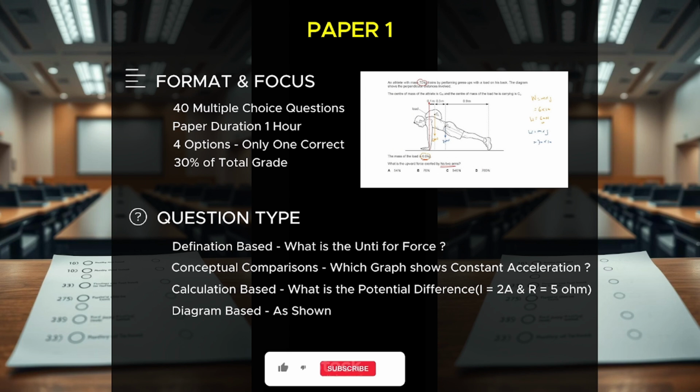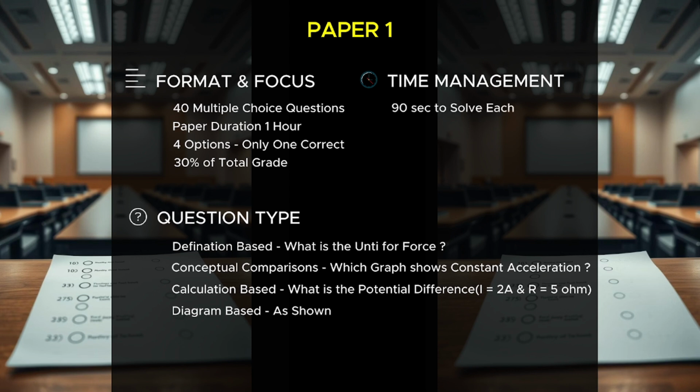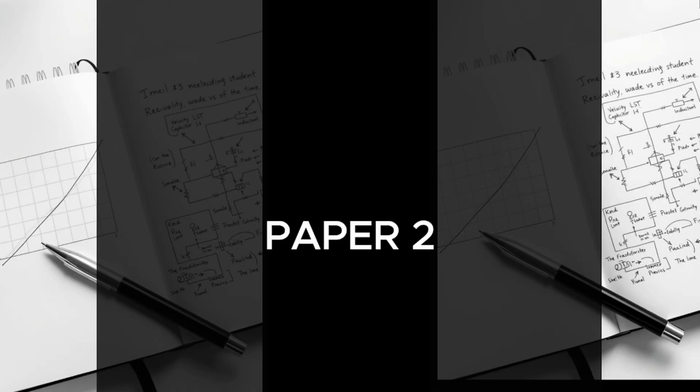Lastly, for Paper 1 is our time management strategy. You have just 90 seconds per question. That's quick. If a question is taking too long, flag it and move on. Don't lose momentum. Moving to the next paper, Paper 2. It is the theory paper.